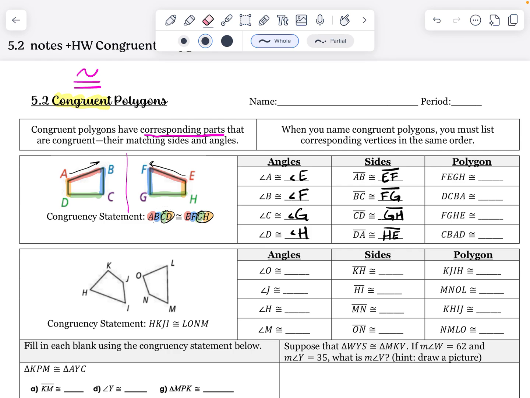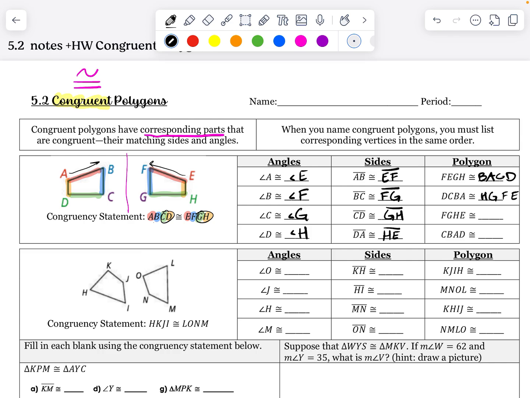All right, so FEGH means I need to go in that same order. I went F, E, then GH. So I have to go blue, red, green, orange. B, A, C, D. Order matters. DCBA is just backwards. So I can go HGFE.